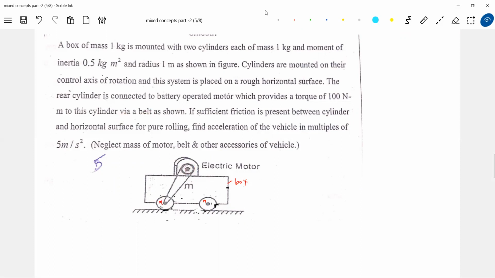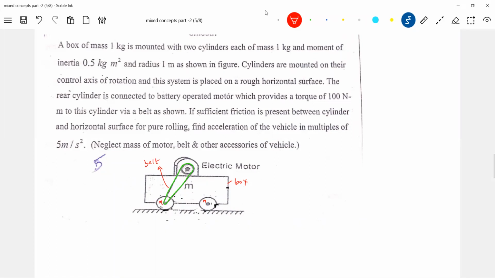via a belt. Where is the belt? There's a belt. I'll show it in green color. Don't get scared, the problem you will see is very simple. Just to have a generalized idea, we are picking up numericals of this kind. This is a belt. This you call a belt. That will provide a torque for the rear cylinder.